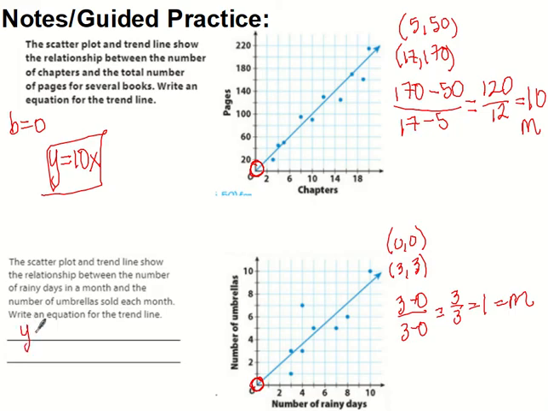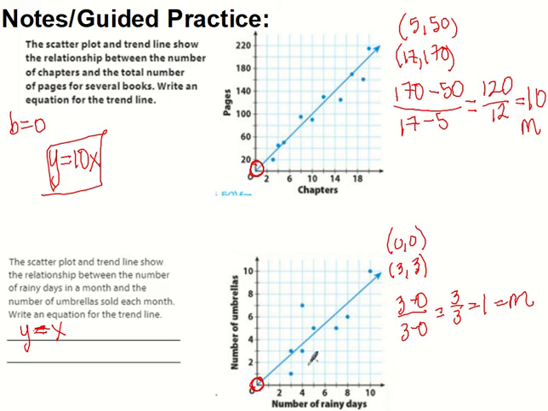And so we say y equals, and I'm just going to write x because we don't write the 1. So remember, these are just predictions. We know it's not going to be 100% true, but at least we know it'll get us close. So if I said, hey, it's rained for 12 days, we could then predict that the number of umbrellas would be 12. That's kind of what the trend line is for, is just to make a prediction.